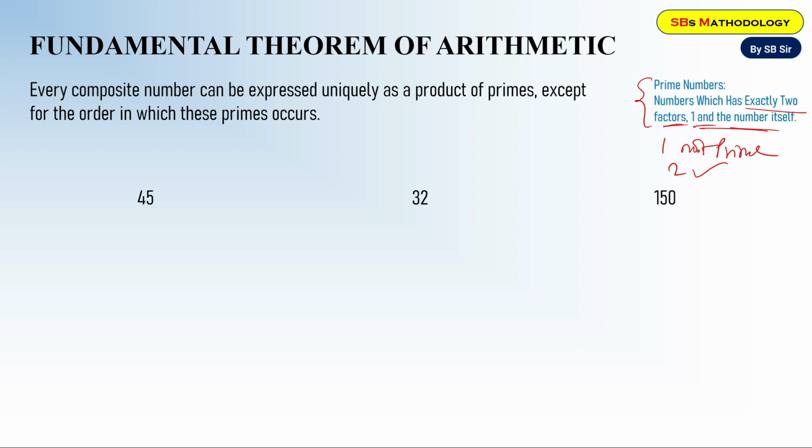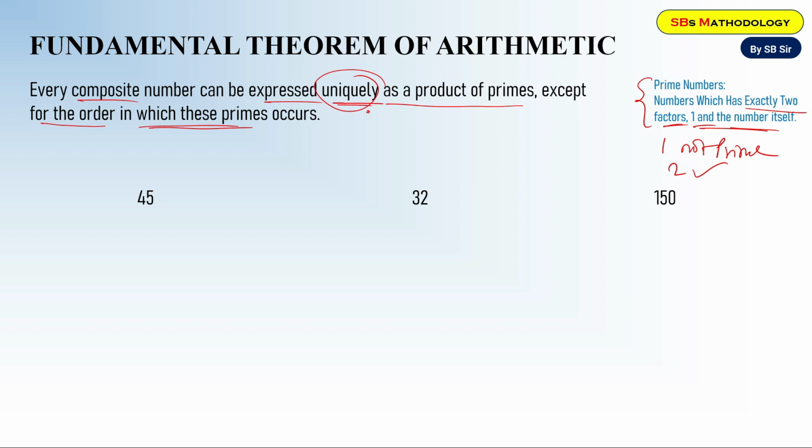So the fundamental theorem of arithmetic says that every composite number, which is not prime, you have to remember that, every composite number can be expressed uniquely as a product of primes, except for the order in which the primes occur. Now this might look a little bit difficult, what the statement says. So I took 3 examples. You have already looked at the screen: 45, 32 and 150. I can easily explain what the theorem states. Before jumping into the examples, once again read the statement. Every composite number, so the numbers which are not primes, can be expressed uniquely.